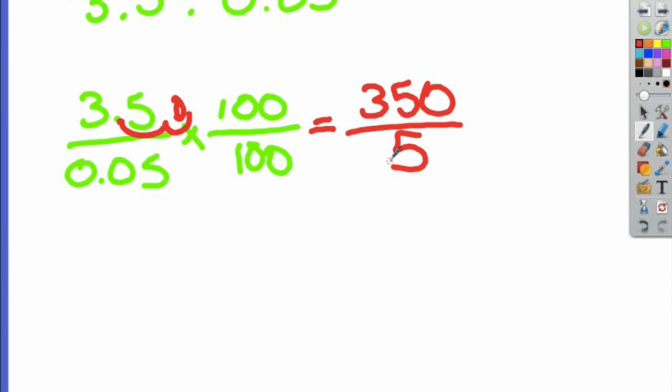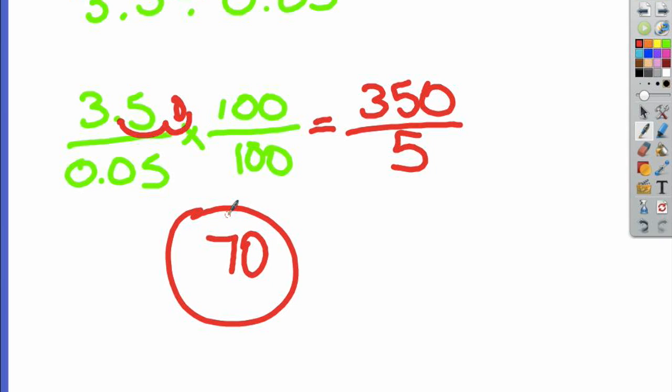Now what do we do? Divide it. 350 divided by 5. Well, 35 divided by 5 is 7, and then 0. So the answer is 70. It's pretty easy, I think, isn't it? Don't you think? Do you need me to do one more, or are we good to go?